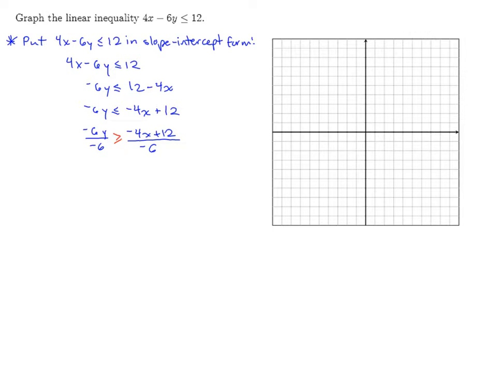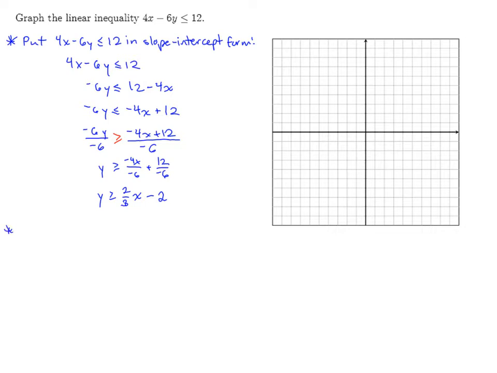Now to simplify that, on the left I'm going to have y, so now I have y greater than or equal to, and on the right that'll be negative 4x over negative 6 plus 12 over negative 6, breaking it up according to the rules of fractions, and then simplifying each of those fractions, I'll have y greater than or equal to 2/3 x minus 2. Okay, so I have that linear inequality in slope-intercept form now.